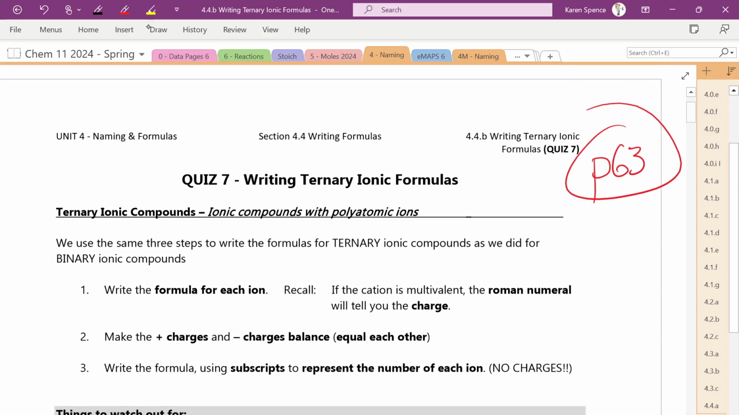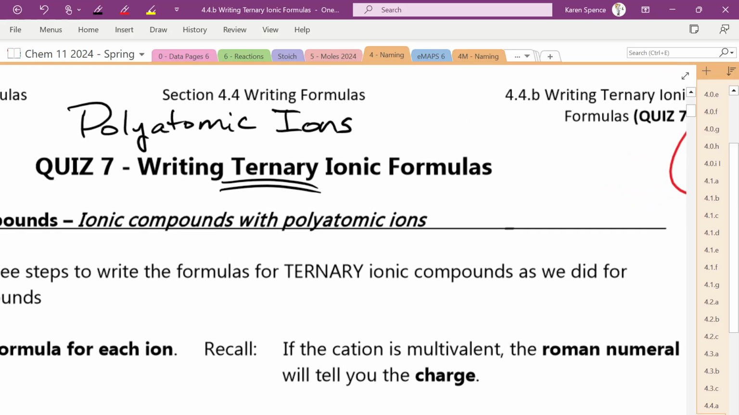Now these guys here, we call them ternary compounds because they contain 3 or more elements, but the main thing about these is that they contain polyatomic ions. And do you guys know where you will look to find your polyatomic ions? You will look on your pink sheet. Polyatomic ions are on the pink sheet.